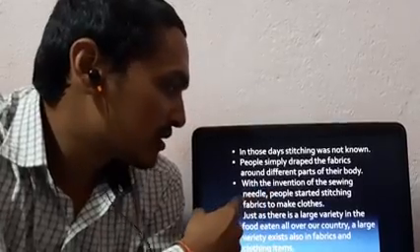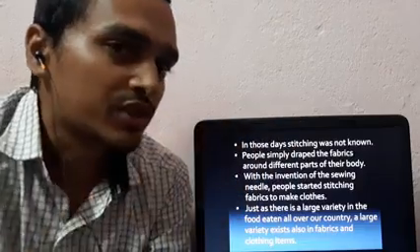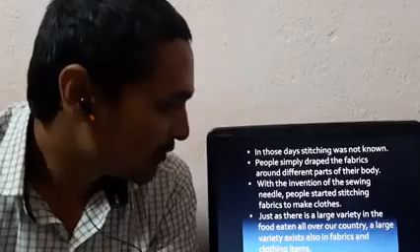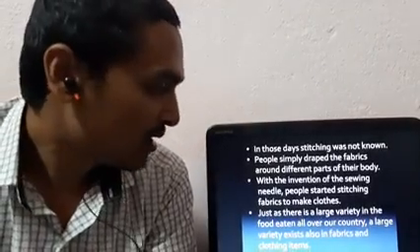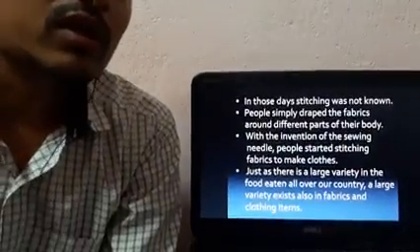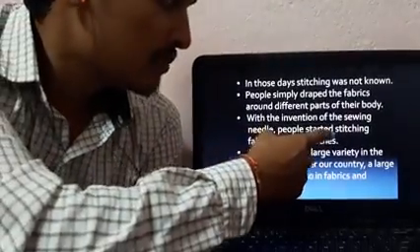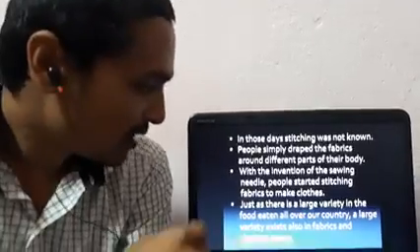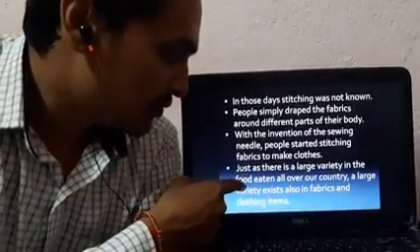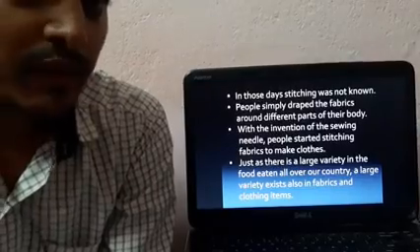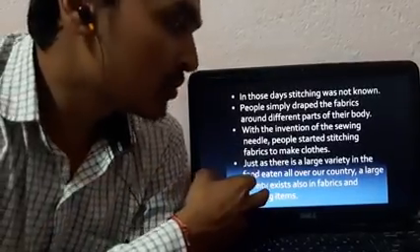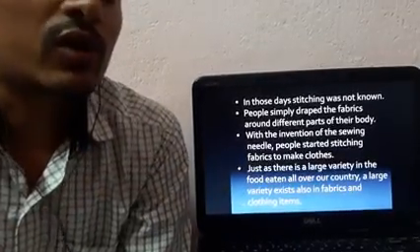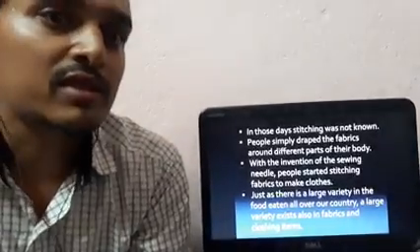With the invention of the sewing needle, people started stitching. After the invention of the needle, they started stitching fabrics into clothes. And this whole stitching process results in whatever clothes we are wearing today. Just as there is a large variety in the food eaten all over the country, a large variety of clothing material is also there. Large variety in fabrics and clothing items is also there. So clothing material is similar to it.